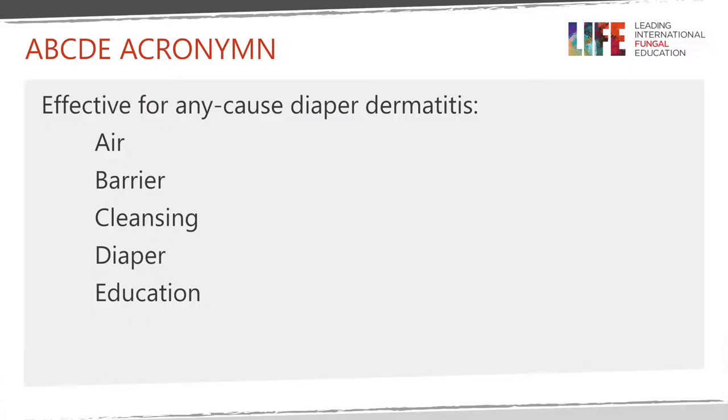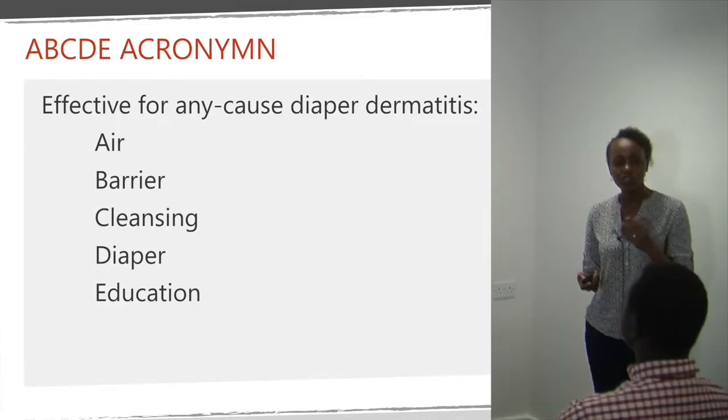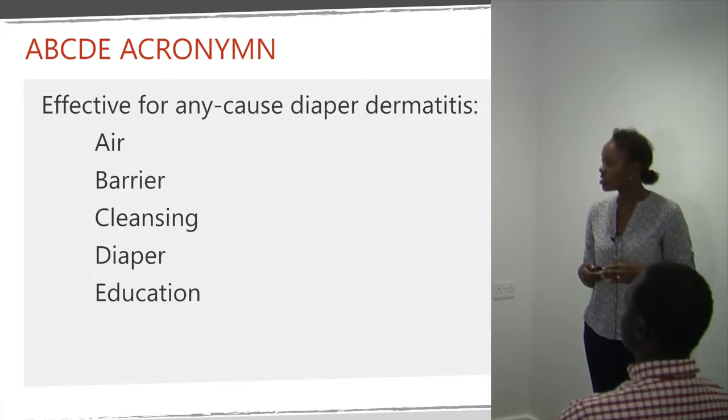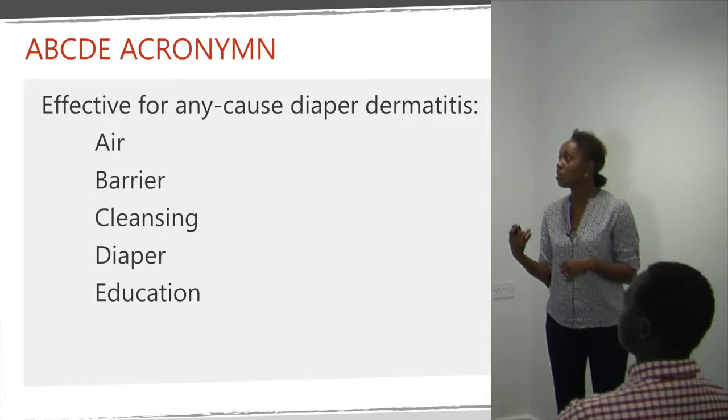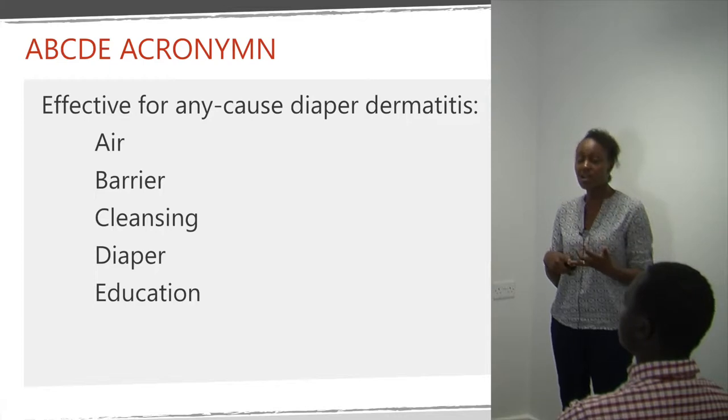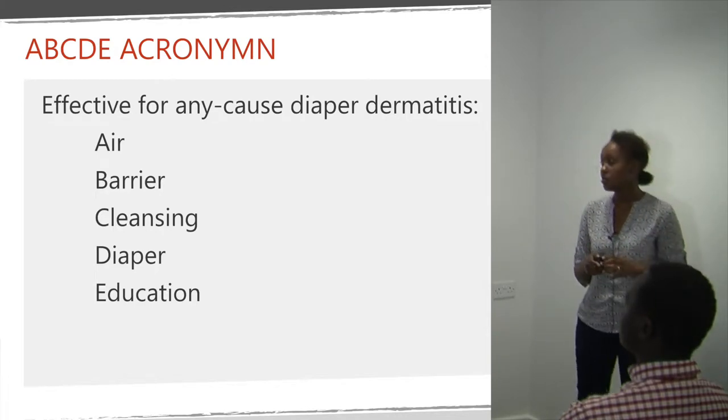So there's a famous acronym named ABCDE, which is really easy. And this is effective for any cause of diaper dermatitis. So when we think about management approaches that are helpful for all-cause diaper dermatitis, then we all need to be familiar with this acronym, ABCDE. And what it stands for is air, barrier, cleansing, diaper, and education. And we're going to talk about each of these in a little detail in a bit.